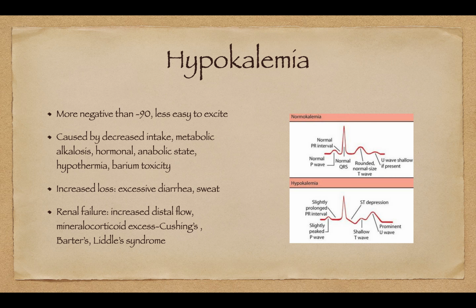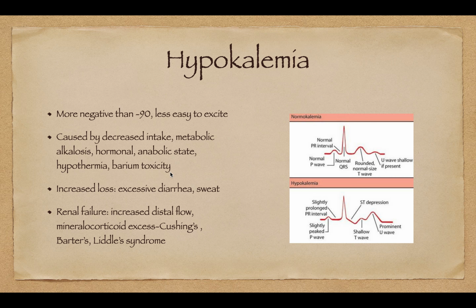Hypokalemia is when the electrochemical gradient is less than 90 millivolts, and it's going to be harder to excite. This will be caused by, of course, deficiency of potassium, some kind of metabolic alkalosis, could be caused by some hormonal imbalances, an anabolic state of the body, hypothermia, barium toxicity.